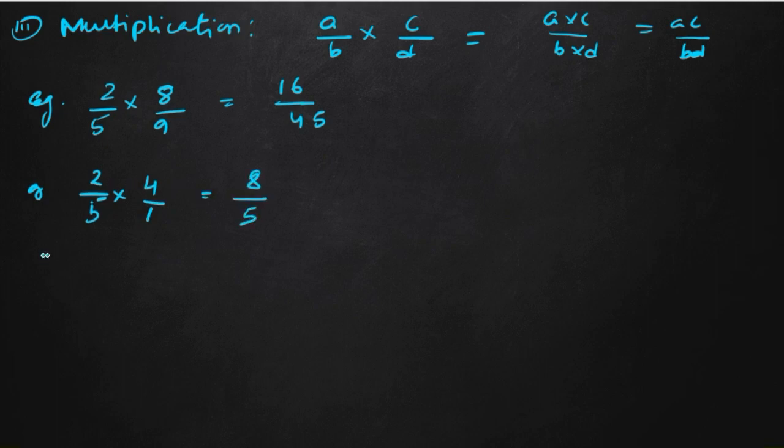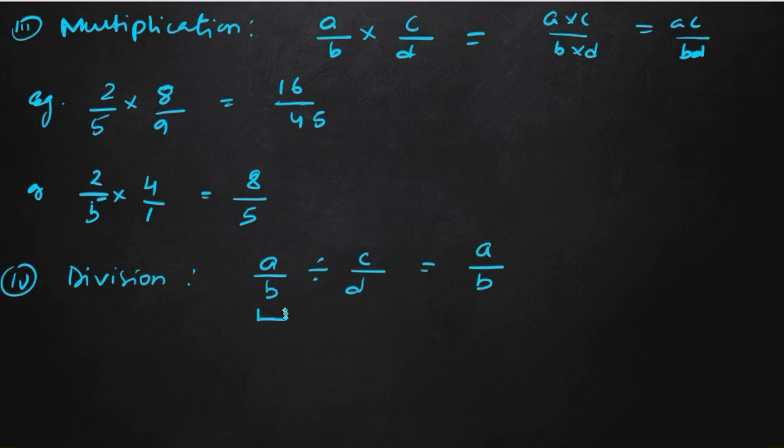Fine. And our last operation is division. So a by b divided by c by d. This is also very easy. For this, we will fix a by b, and we will convert this divided sign into multiplication. If we do this, then this fraction will get reciprocal. That means c by d you have to write as d by c, and as multiplication is now done, it will be a into d, ad by b into c, bc.